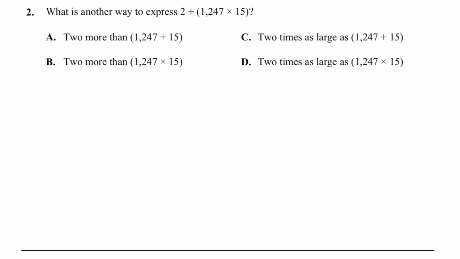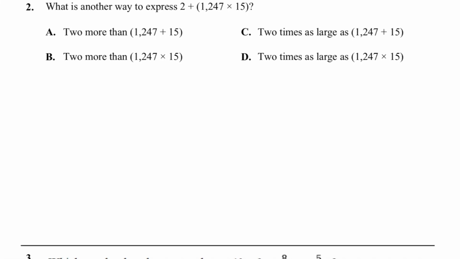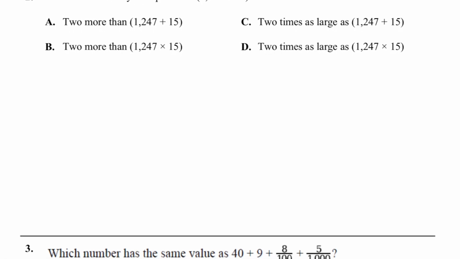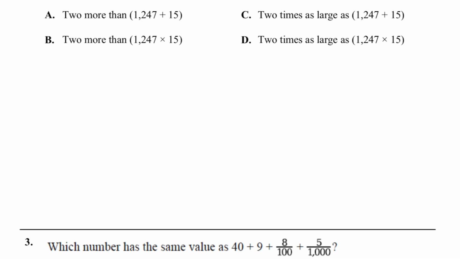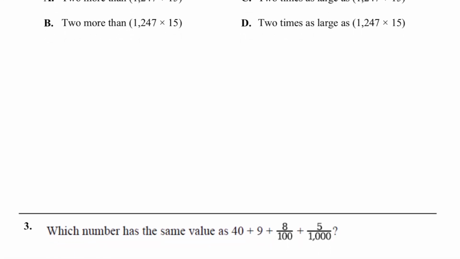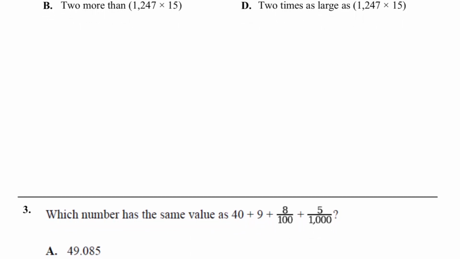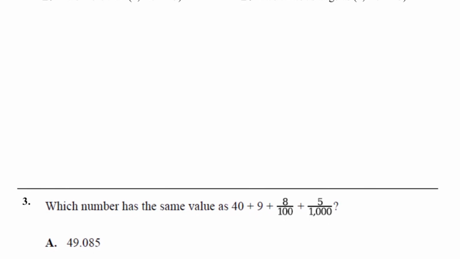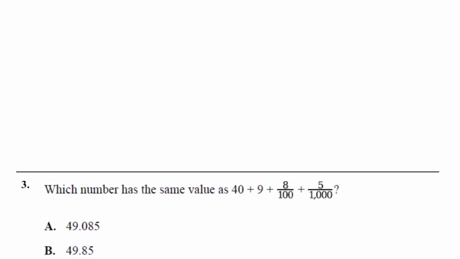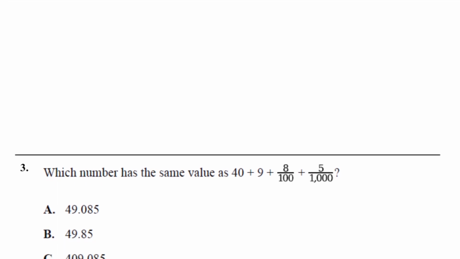What is another way to express 2 plus parentheses 1,247 times 15, close parentheses? A. 2 more than 1,247 plus 15. B. 2 more than 1,247 times 15. C. 2 times as large as 1,247 plus 15. D. 2 times as large as 1,247 times 15.